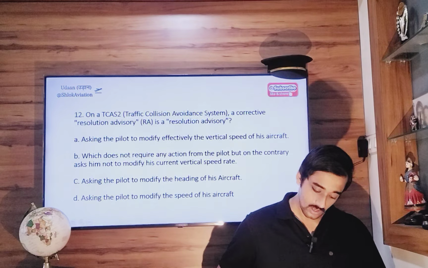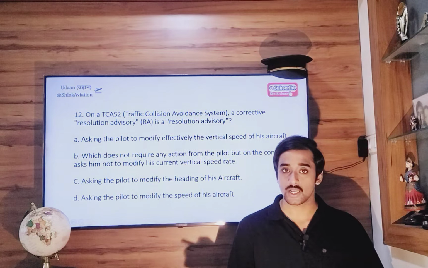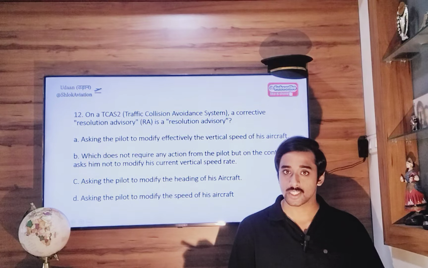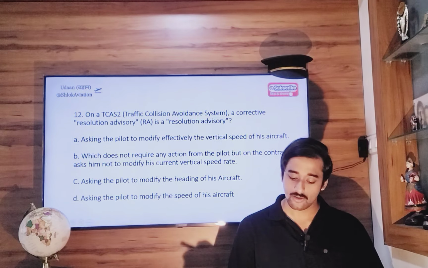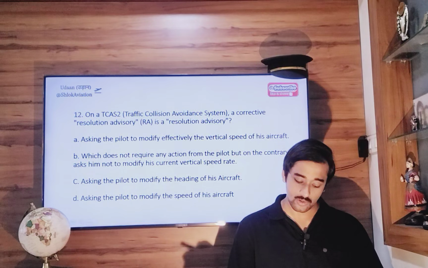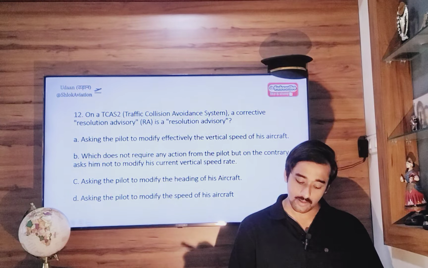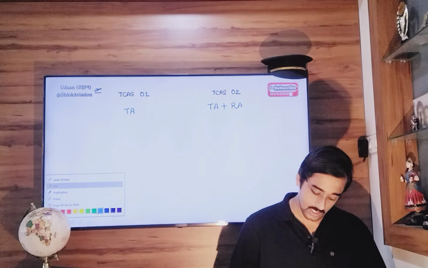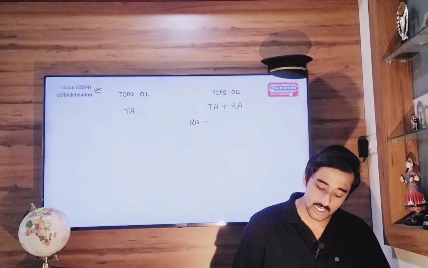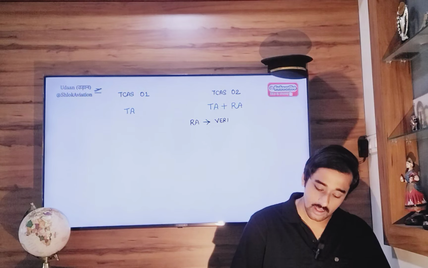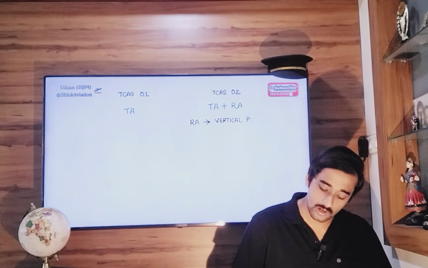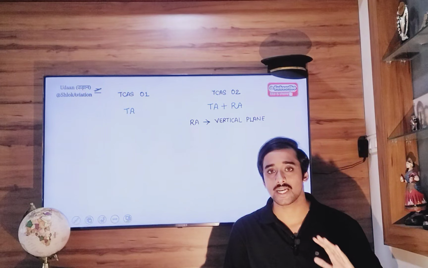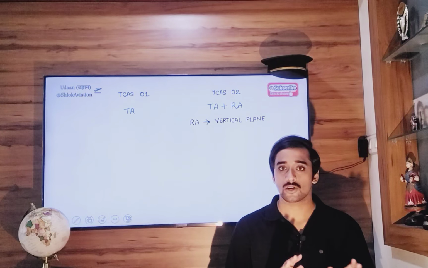So on a TCAS 2, a corrective resolution advisory is a resolution advisory asking the pilot to modify effectively the vertical speed of his aircraft. Which does not require any action from the pilot, but on the contrary, asks him not to modify his vertical speed, asks the pilot to modify heading, asks the pilot to modify the speed. Now all resolution advisories are restricted to the vertical plane only. That means you are going to get either a climb command or a descent command. No turns, no left turn, no right turn.